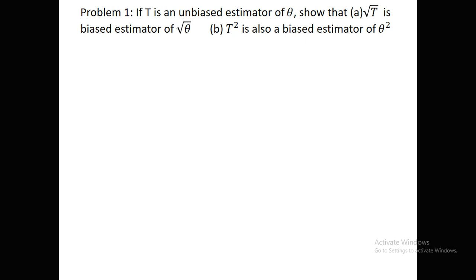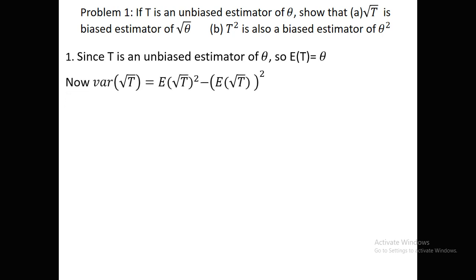So I need to prove that root over T is a biased estimator of root over theta. That means you should calculate E of root over T, and this should not be equal to root over theta. And for problem number B, T square is also a biased estimator of theta square. That means you should calculate E of T square, which will not be equal to theta square. Let me show the solution. T is an unbiased estimator of theta, so E of T equal to theta.